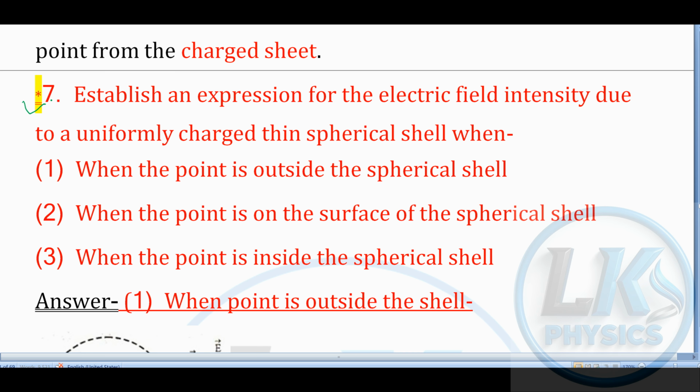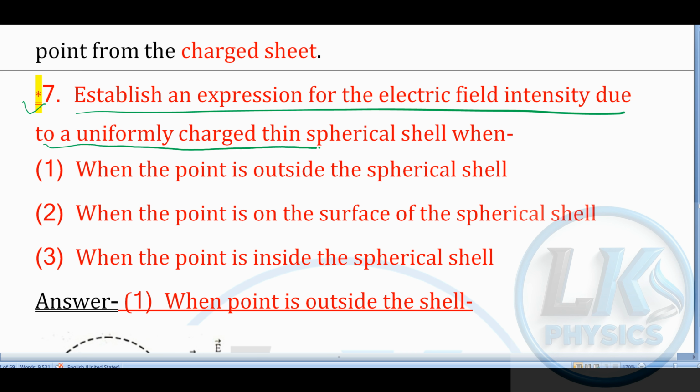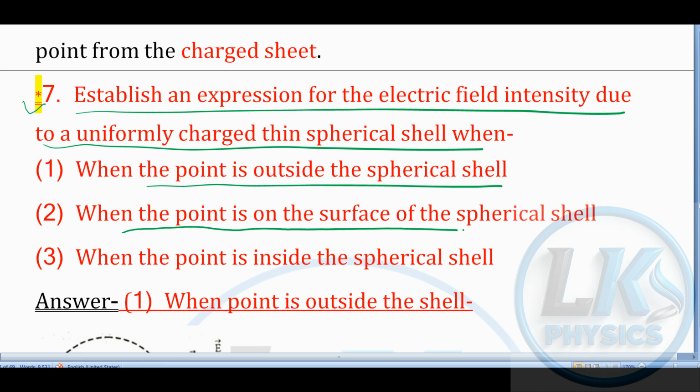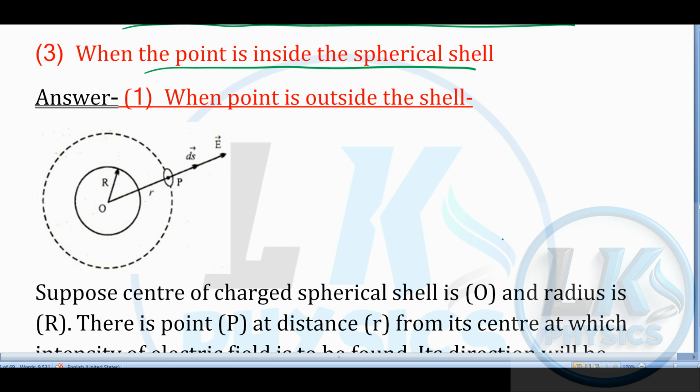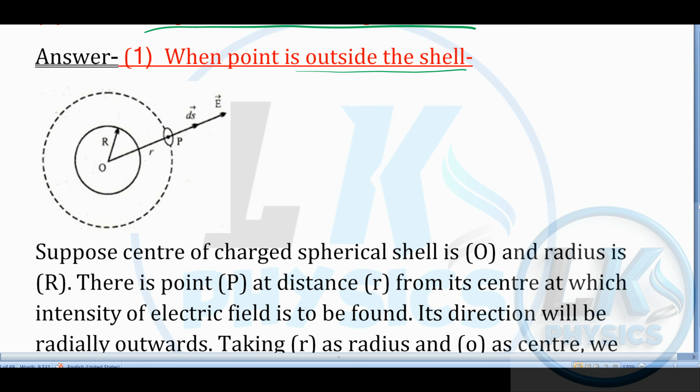Now the next question, establish an expression for electric field intensity due to a uniformly charged thin spherical cell when the point is outside the spherical cell, when the point is on the surface of the spherical cell, when the point is inside the spherical cell. There are three conditions for which we find electric field intensity of a uniformly charged spherical cell. Now, for the first condition, when the point is outside the cell, this is the diagram.